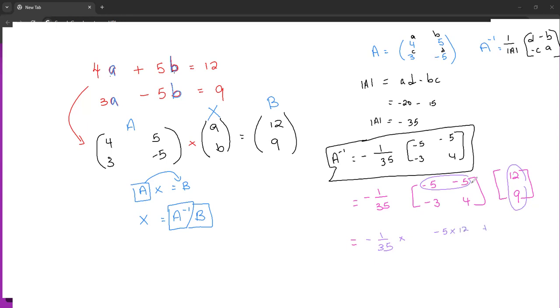Plus the second times the second. Then when you finish with that one, you're going next row by the column. And you're going first times the first. Plus the second times the second.